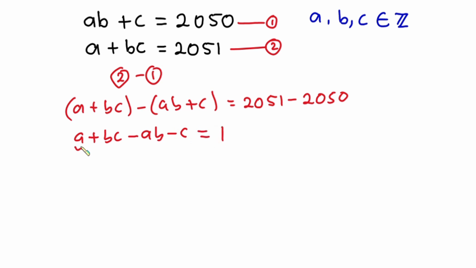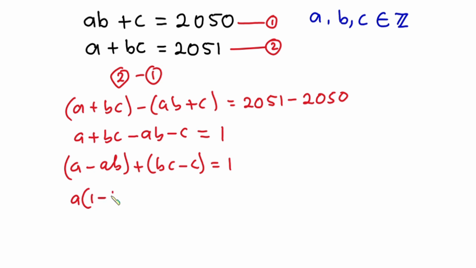Now let's group like terms. We have a here, so let's group it. We have a minus ab, then plus bc minus c, and this is equal to 1. Now from here we can take a out, so we have a times (1 minus b), then plus, from here we can take c out, so we have c times (b minus 1), and this is equal to 1.